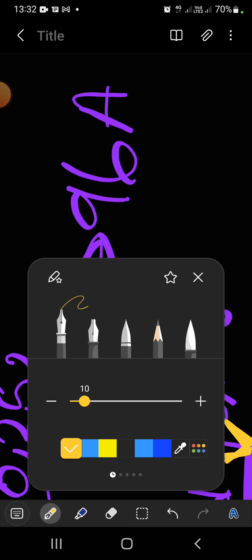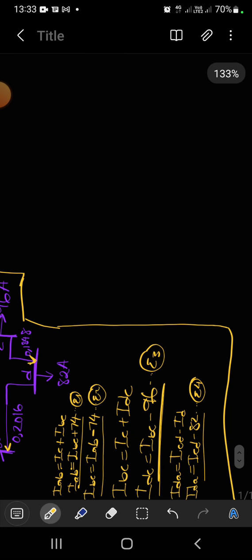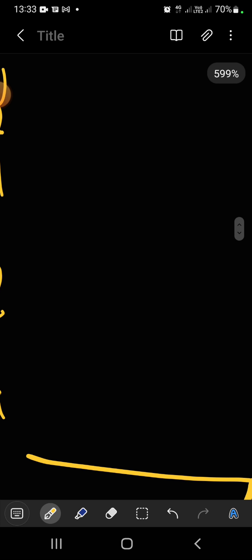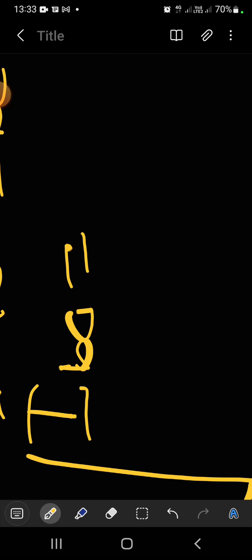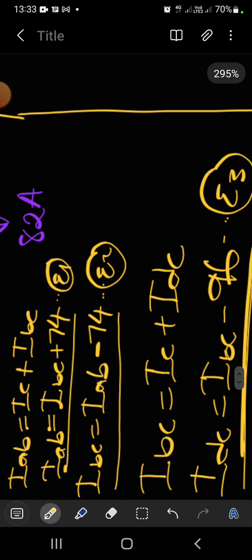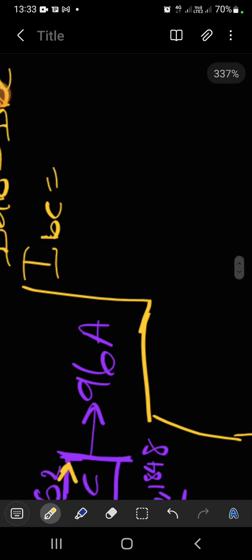Cool. So next on our mind map, it says now we express each current in terms of IAB. We just want to have one unknown. You will see why. So IAB is just IAB. Now let's express IBC. We said here IBC is equal to IAB minus 74, meaning IBC is also in terms of IAB. Good. So it's IAB minus 74.